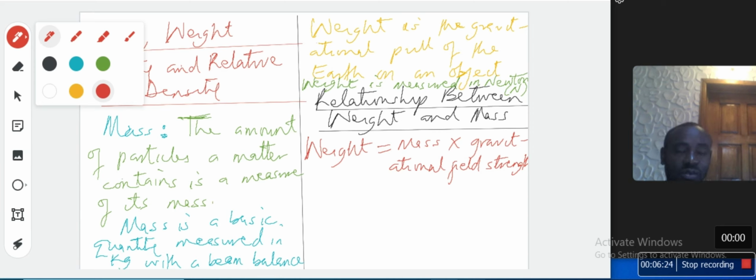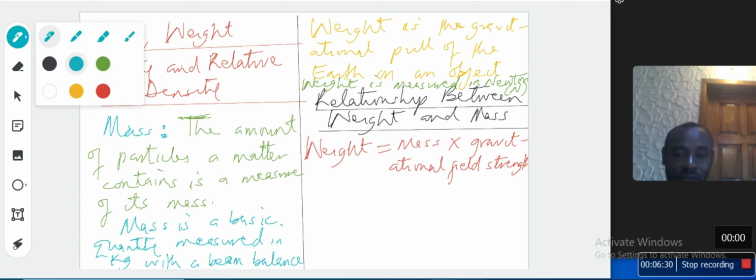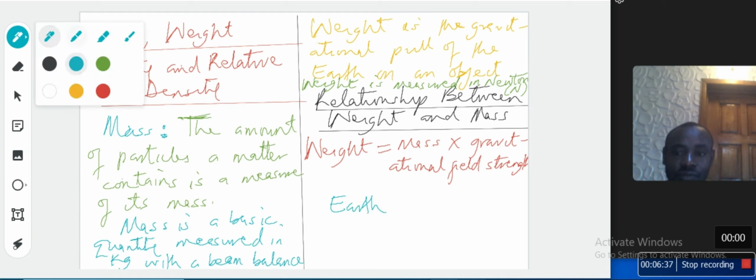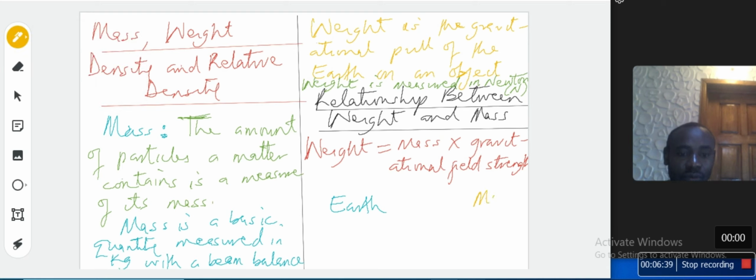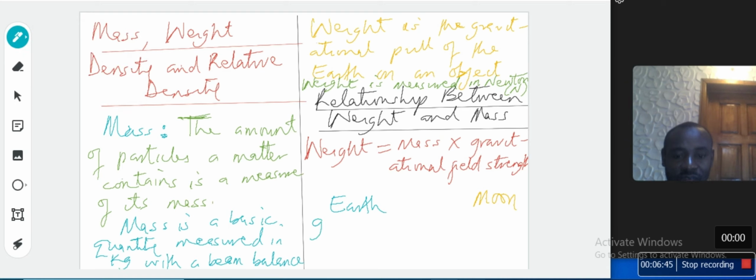Let me explain that to you. Think of someone on Earth. Another is on the moon. The gravitational field strength on Earth, let me call it g subscript E, is about 9.81 meters per second squared, or Newton per kilogram.